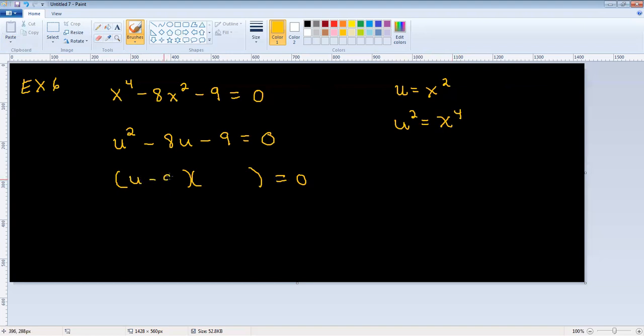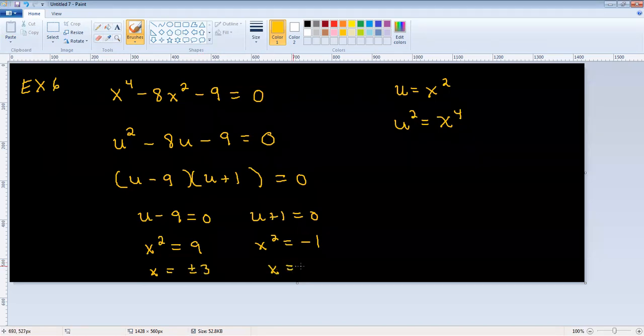So we have u minus 9, u plus 1. And let's see here, u minus 9 equals 0, and u plus 1 is equal to 0. Okay, well, we can plug in our x squared term here, and we can start getting some solutions. So what is this solution going to be? It's going to be plus or minus 3. What is this solution going to be? Plus or minus i. Hey, it all works out.